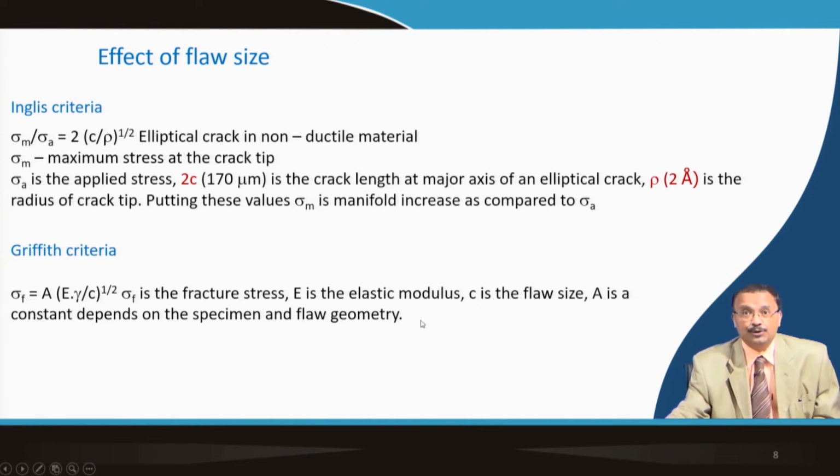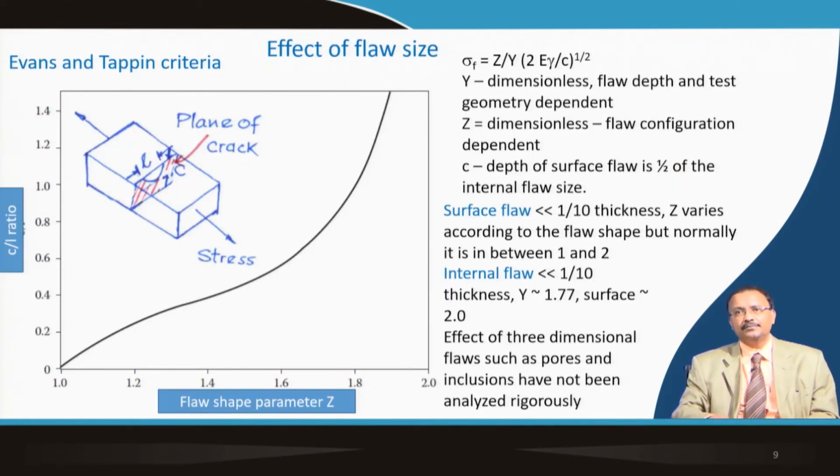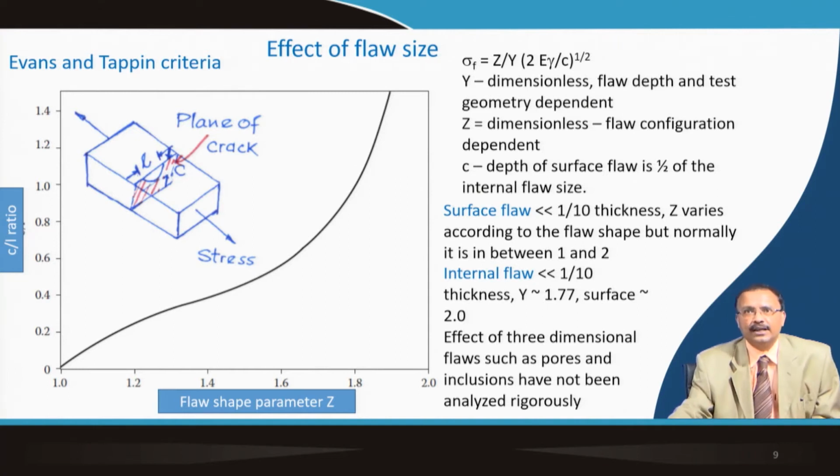So, E is the elastic modulus, and C is the flaw size here. Basically your a0, the interatomic spacing, is being replaced by the crack size. Therefore, this stress is much more reduced. There is a little bit of complication, but the concept remains the same, in the Evans and Tappin criterion. Here the fracture stress is again the same kind of relation, 2 E gamma by C to the power half.